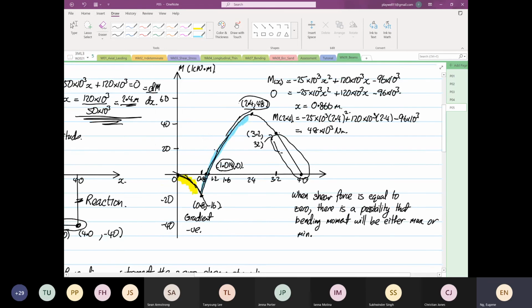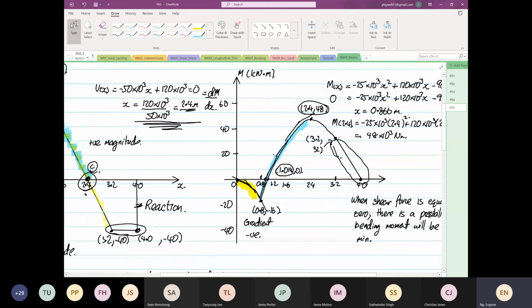And then at 2.4, where you have zero magnitude in shear force, your gradient is also equal to 0. So when this part over here is negative, the gradient over here is also negative.